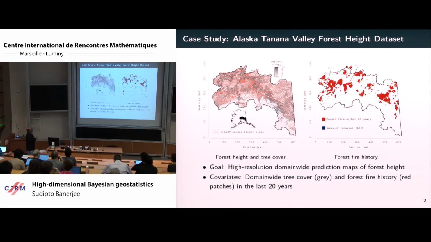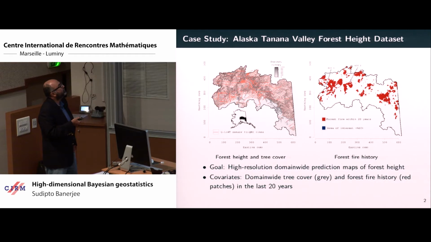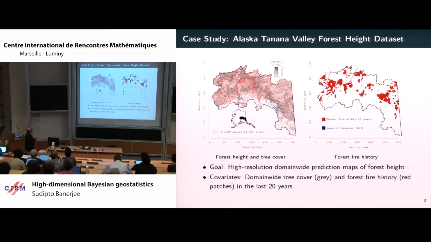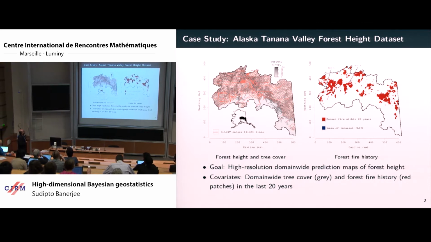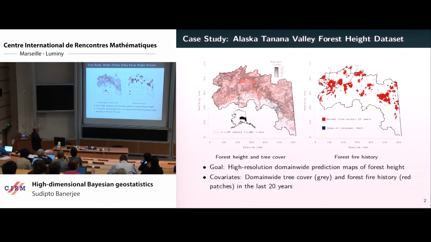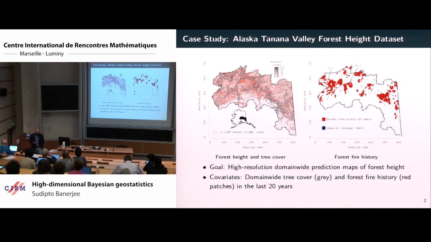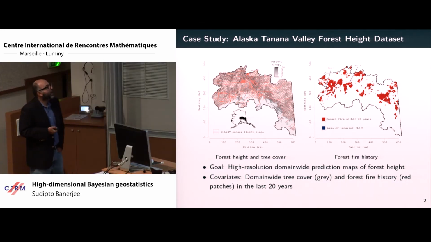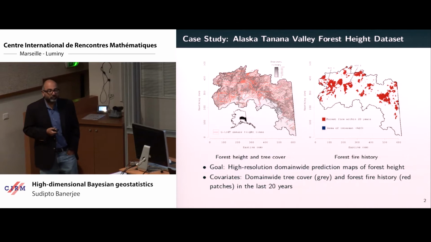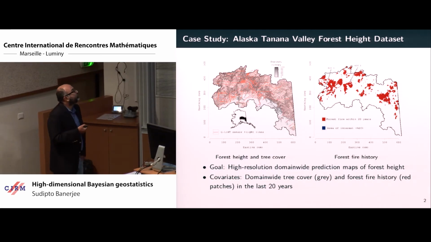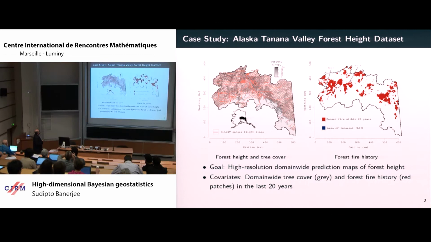Thank you. So this is the state of Alaska. Here's Tanana Valley. And if you zoom into this part, this is what we get. Particularly in forest management and in biomass research, nowadays folks are actually trying to look at high-resolution prediction maps for forest height. And you see these red lines here. These are, in fact, LiDAR flight paths. It's a very recent remote sensing technology. You can look up Wikipedia for more details on that.